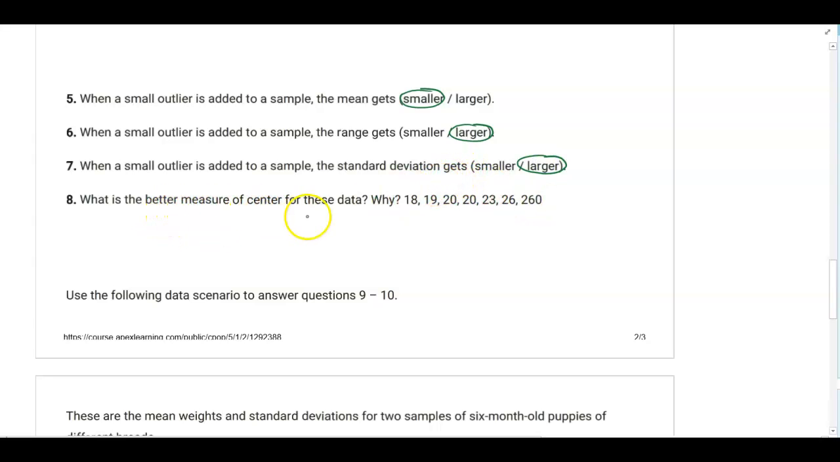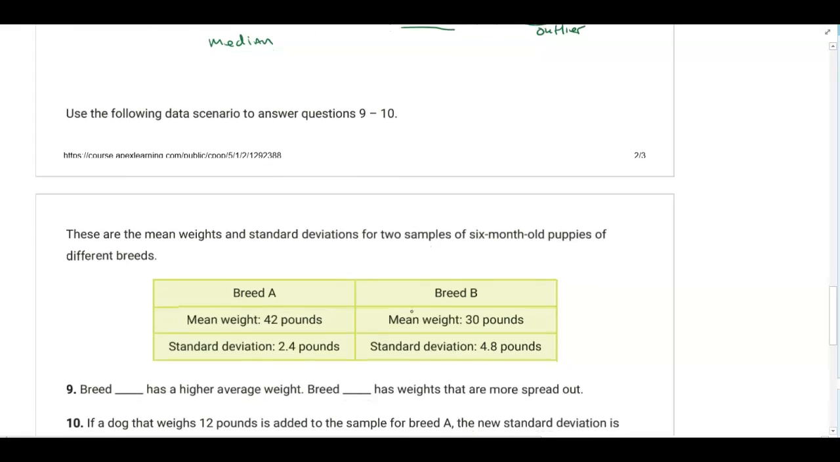What is a better measure of center for these values? Why? If I look at this data, 18, 19, 20, 20, 23, 26, 260 is a pretty big outlier. And anytime I have an outlier, especially that big, I would want to use the median.